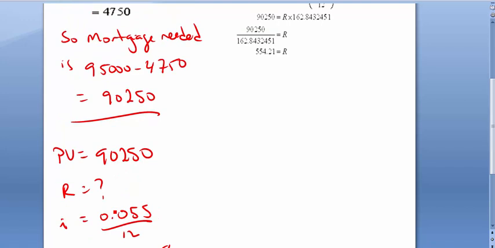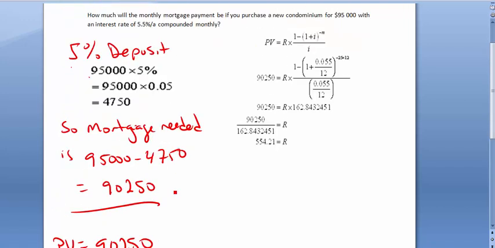Okay, so then we go ahead and write the formula. The same as this one: present value equals r times 1 minus 1 plus i to the negative n, over i, and then we substitute wherever we can. Present value is 90,250, r stays the same. The rest of what we need to do is clean all this garbage up so that it's one number, okay? And it's a little bit at a time.